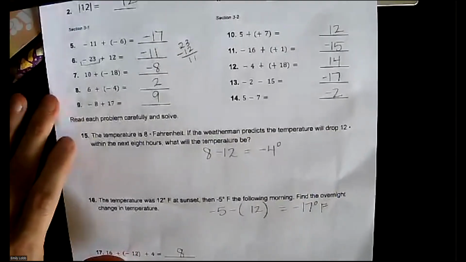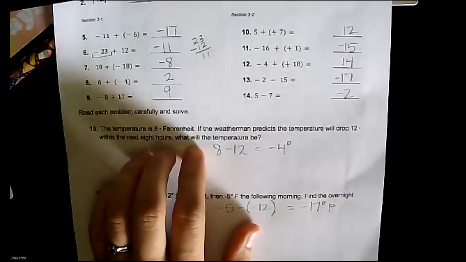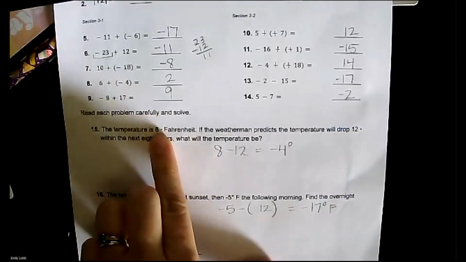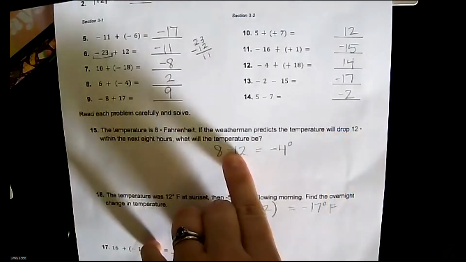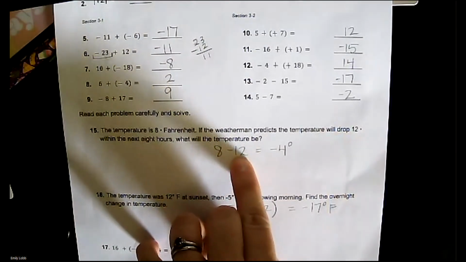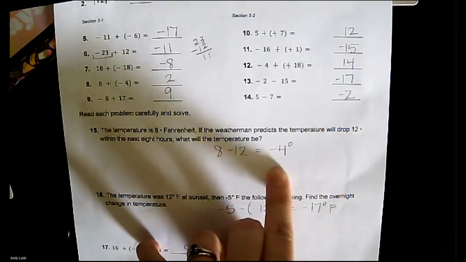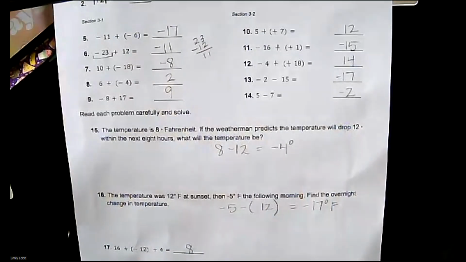These ones in particular, hopefully they weren't too tricky, but if you start at 8 and it drops means to go down, so we would take away 12. Okay? Giving you an answer of -4.